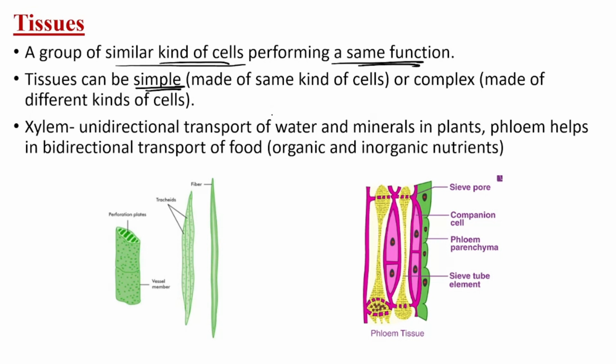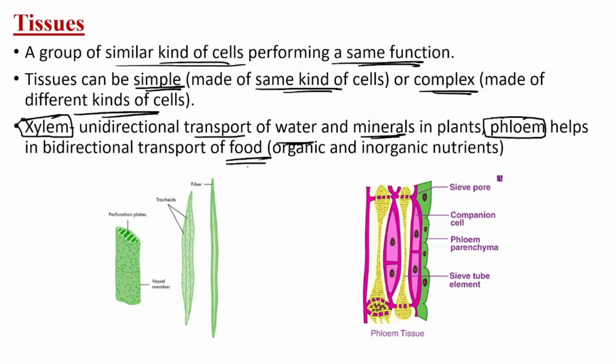Simple tissues are made up of only the same kind of cells, but complex tissues are made up of more than one kind of cell. Examples of complex tissues are xylem and phloem, together known as vascular tissues, because they play a vital role in transport. Xylem is the tissue that helps in transport of water and minerals, while phloem helps in transport of food.